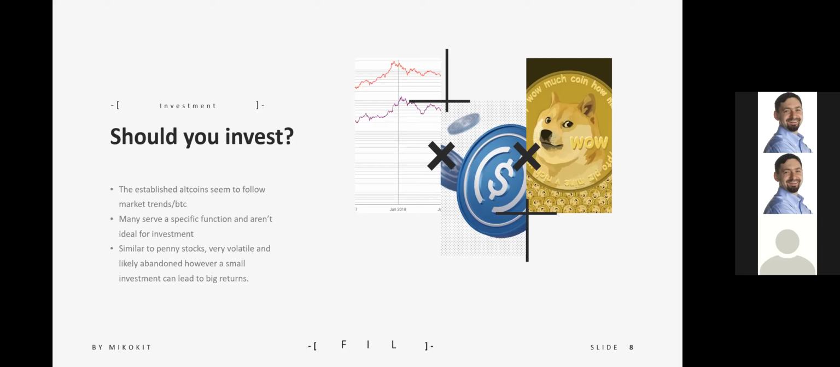Additionally, many altcoins serve a specific function and aren't ideal for investment. Using the USD Coin example again, you can't really invest in that. It's meant to serve a function as a kind of digital dollar. If you invest in it, the value is only going to go down with inflation. So there are a lot of altcoins which serve niches that aren't even meant for investment at all.